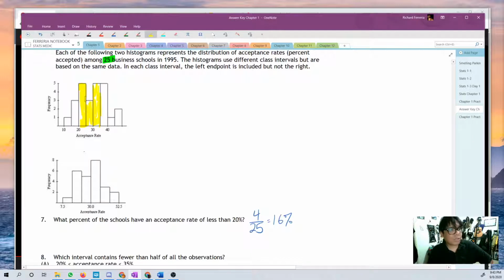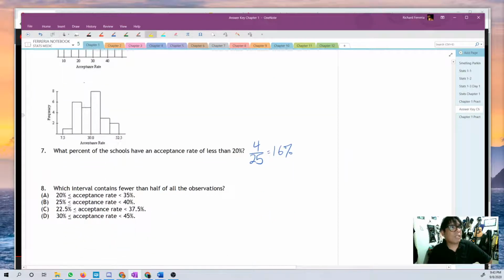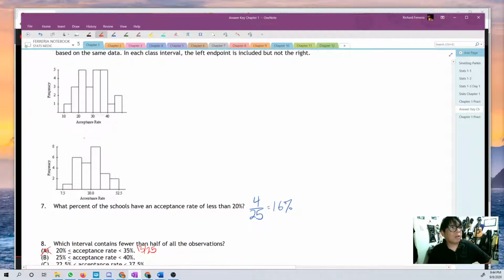So this first bar is 5 schools. The second bar is 3 schools. This last bar is another 5 schools. That's a total of 13 schools, and that's not less than half of the schools. So we'd have to say no to the first one, because that is 13 out of 25. How about between 25 and 40? Let's highlight those bars. That's 3 schools, another 5 schools, and then another 5 schools. Again, that's 13 out of 25 schools. That's not less than half.